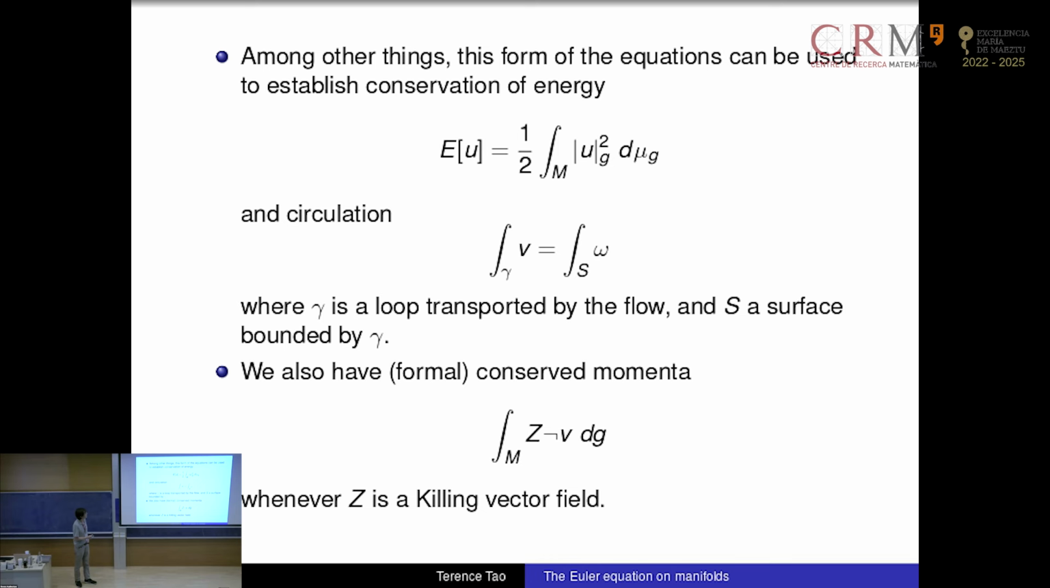And then if your manifold has symmetries, you also get conserved momenta. So if your manifold happens to have a Killing vector field Z, and you contract Z against your one form, iota Z, these are conserved as well. So for example, in Euclidean space, you can take translation vector fields and get conserved linear momentum. You can also take rotation vector fields and get angular momentum. Okay, so you get a lot of these.